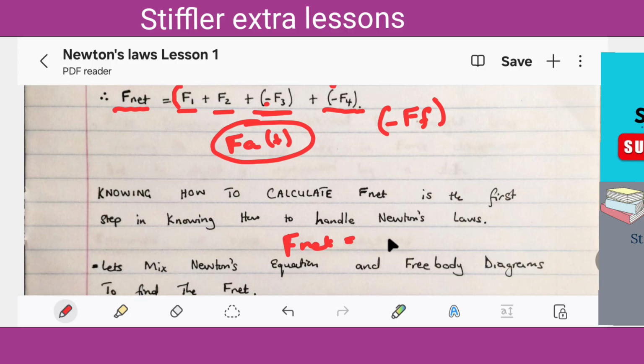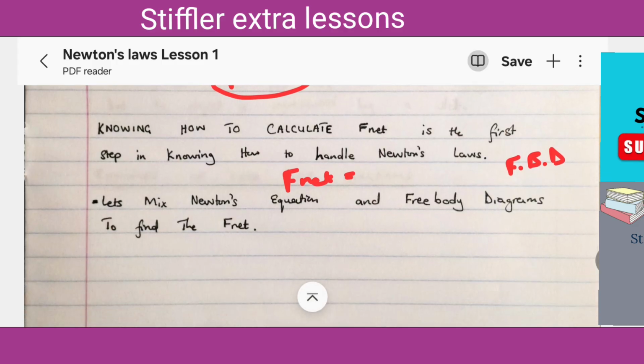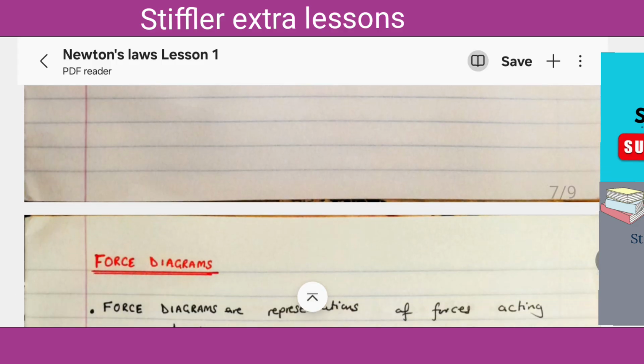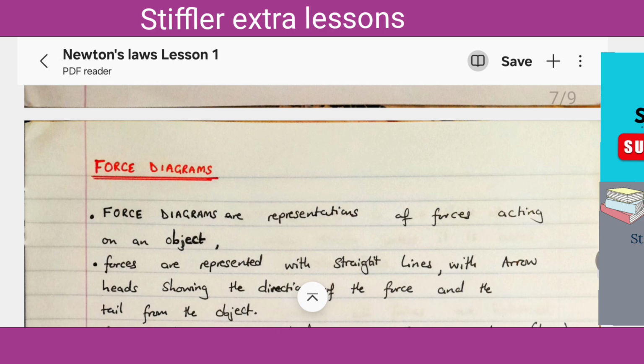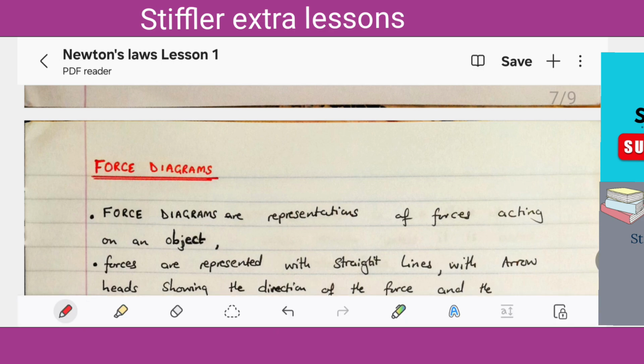Once you are able to do that, the only thing that is left is for you to understand how to draw the free body diagrams. So we are going to explore how to draw the free body diagrams and all the tricks that you need to know for you to be able to draw the force diagrams, the free body diagrams, I mean.